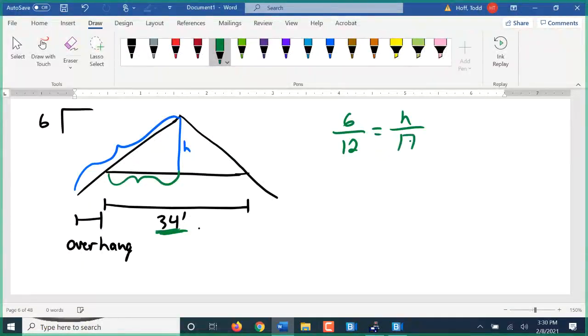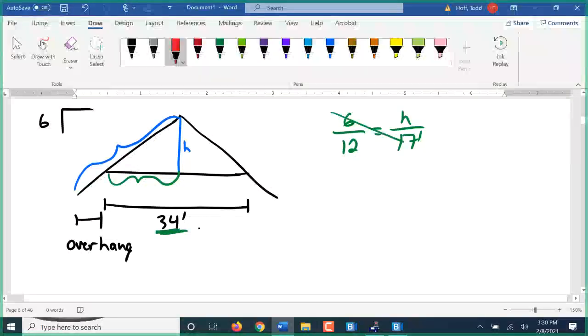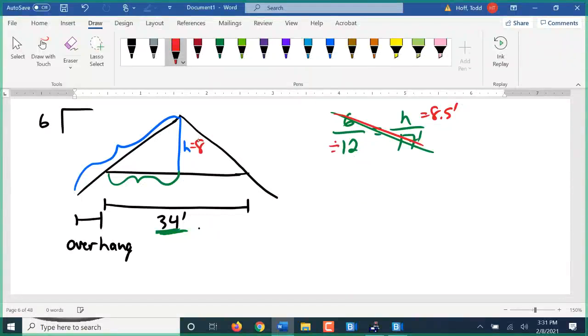And there you go. Half of the 34. Cross multiply and divide. 6 times 17 divided by 12 gives us, what, 8.5 feet? Half of 12. So not as bad as it was.